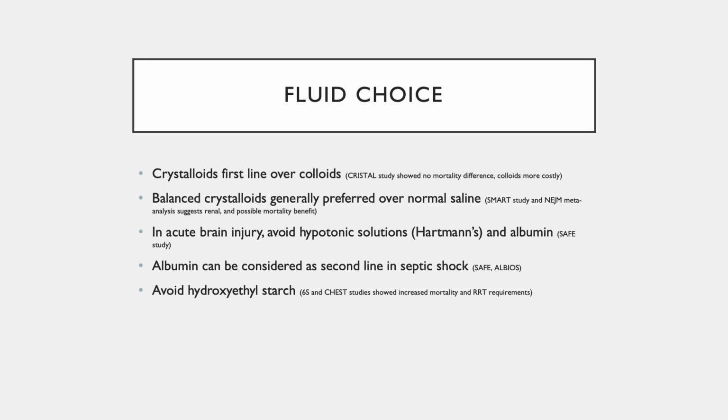Thirdly, hypotonic solutions should be avoided in acute brain injury because of the risk of worsening cerebral edema. And the SAFE study also demonstrated possible harm with lower concentrations like 4 or 5% albumin. Albumin can be considered as a second-line resuscitative fluid in septic shock as supported by the Surviving Sepsis Guidelines, with some supportive evidence gleaned from the secondary analysis of the SAFE and ALBIOS studies. And finally, hydroxyethyl starch should be avoided because of increased risk of renal impairment and mortality.